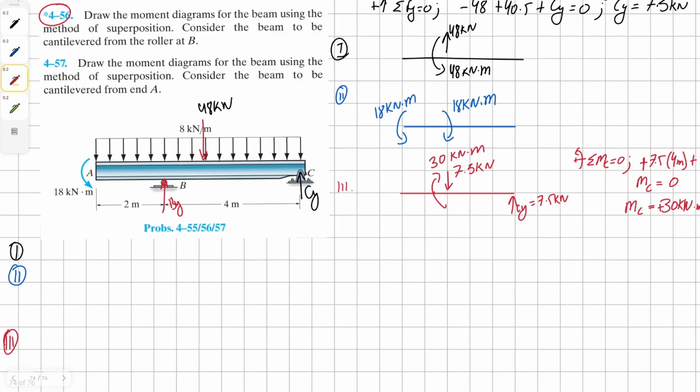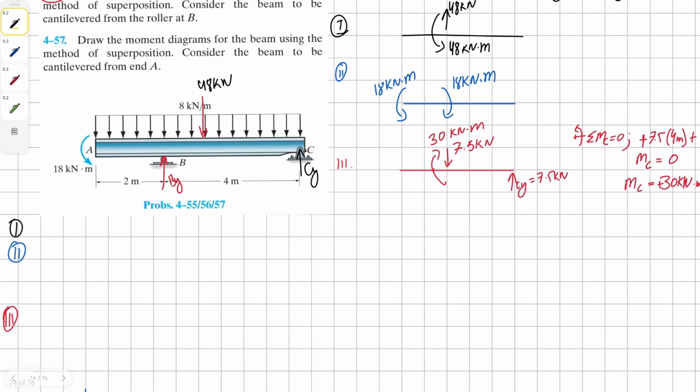Now once we have drawn all the free body diagrams and recognize all the different forces we have to work with, we can start writing our shear and moment equations. So for our first free body diagram, first of all, we're going to have our load equation. It's just simply negative 8 kilonewton meter. Then our shear equation is simply the integral of our load equation. It's going to be negative 8x.